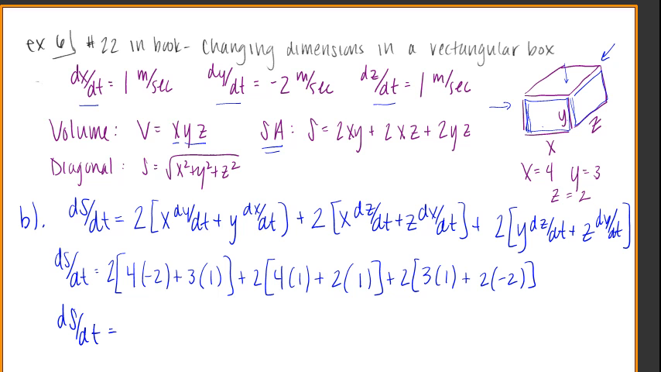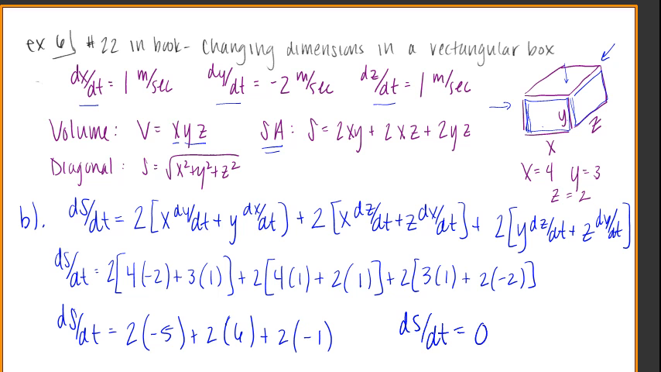So dS/dt, let's see, 2 times negative 8 plus 5 is negative 5, plus 2 times 6, plus 2 times, let's see, 3 minus 4 is negative 1. It looks like 12 minus 2 minus 10, so it looks like dS/dt comes out to 0. So there's absolutely no change in the surface area for these specific conditions. Very interesting. That can definitely happen. All right, let's wrap this one problem up. Let's go to part C.